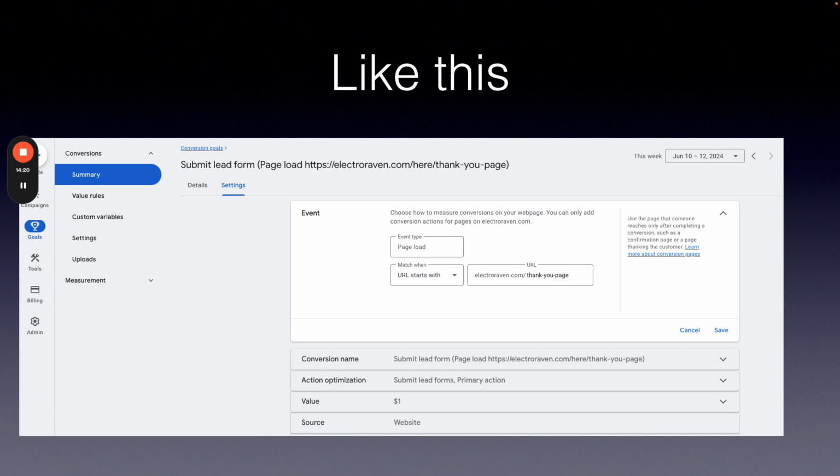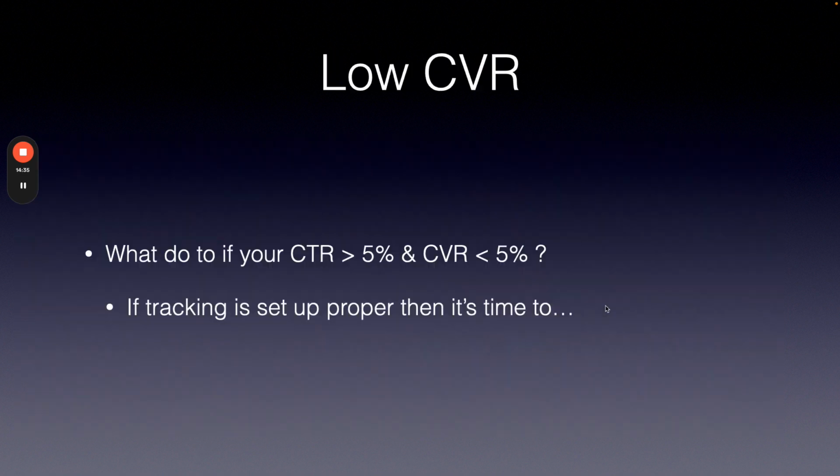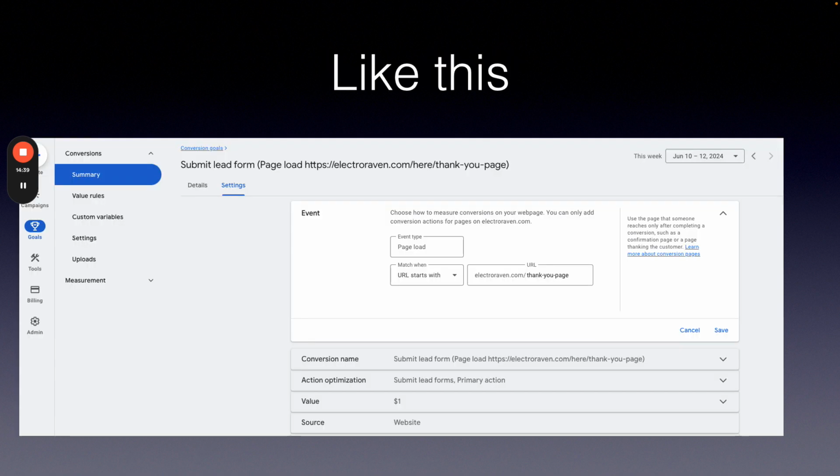Like, it's pretty simple. And then you just make sure, however you've set up your funnel, your website, etc., that the only way people can get here is from taking that action, and then that's the conversion. Just make it look like this. You're good to go.